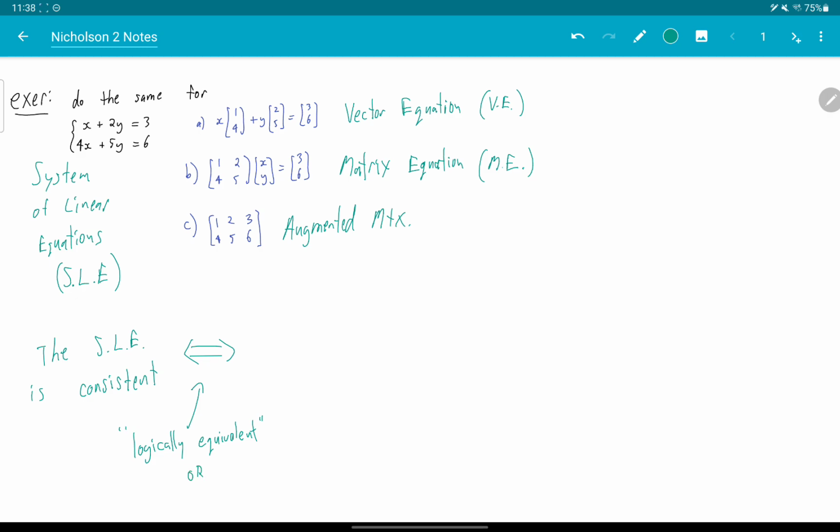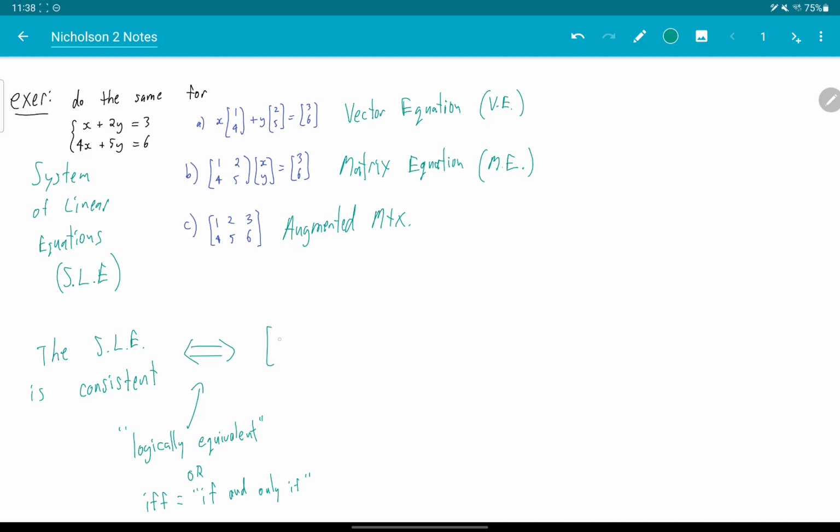Or if and only if, iff with two F's, is a short form for if and only if. So the SLE is consistent if and only if, well, the vector equation has a solution.